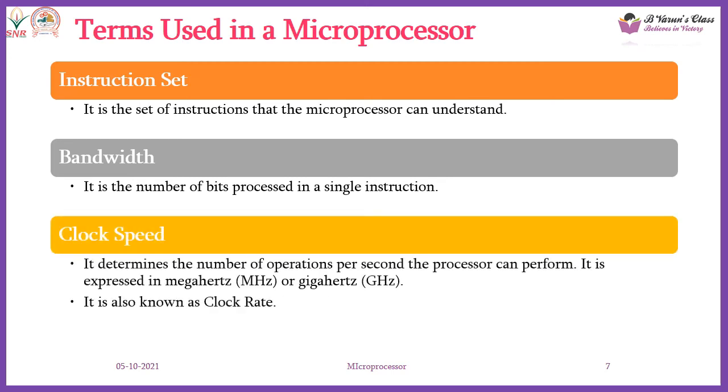Clock speed. Clock speed determines the number of operations per second of the processor. It is normally expressed in terms of megahertz or gigahertz. Clock speed is also known as clock rate.